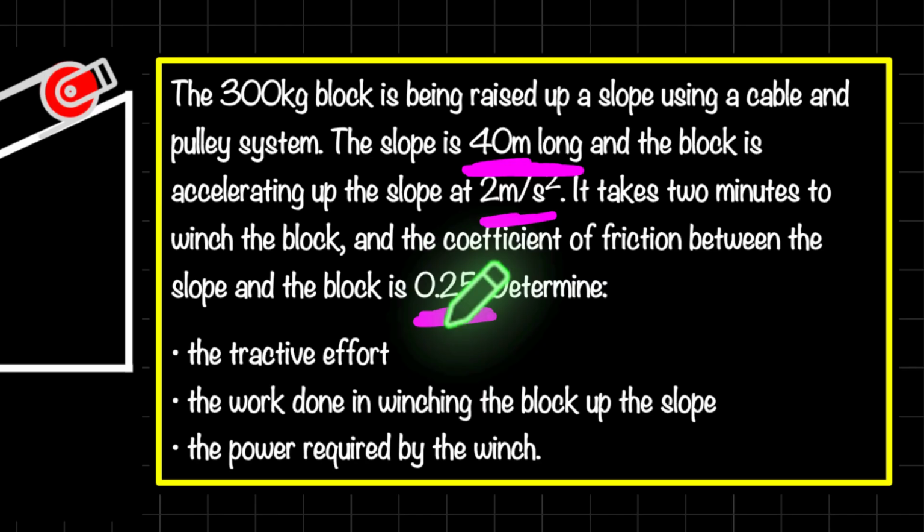We need the tractive effort to get this thing moving. We need the work done, so force times displacement, spoiler alert, and we need the power required, so the rate of work done, again, spoiler alert. Now let's do the calculations and the analysis.